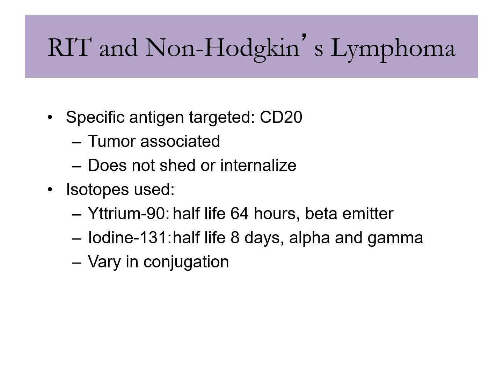We have the specific antigen targeted, which is CD20. It's tumor associated, and does not shed or internalize. The isotope that can be used with this is yttrium-90 with a half-life of 64 hours, and it is a pure beta emitter. Or we can also use iodine-131 with a half-life of 8 days. It has beta and gamma emission. So it varies in the conjugation. How are we going to conjugate the isotopes with the monoclonal antibody?